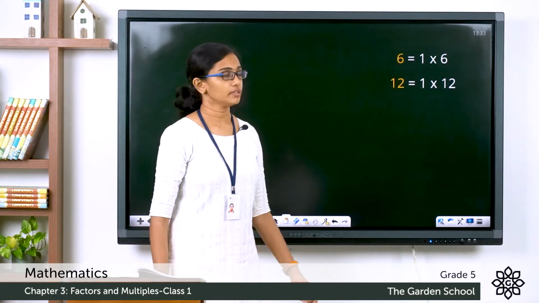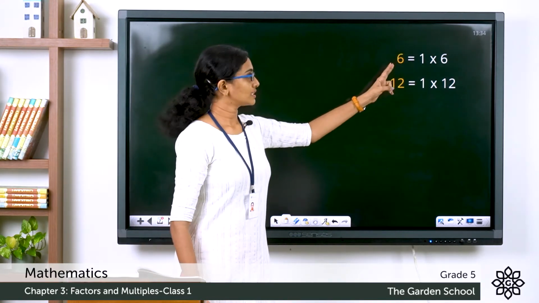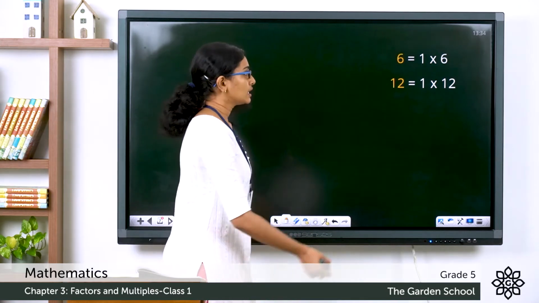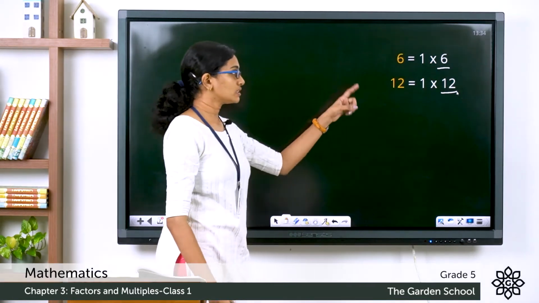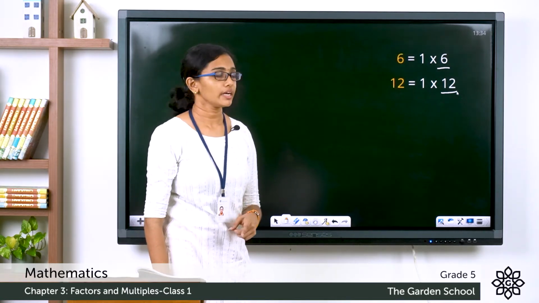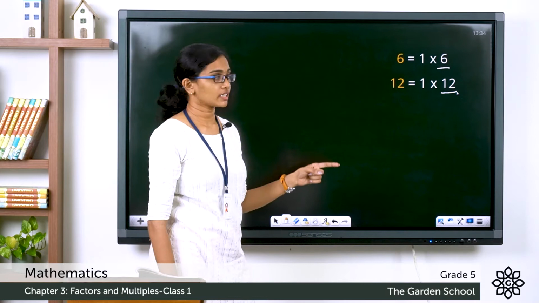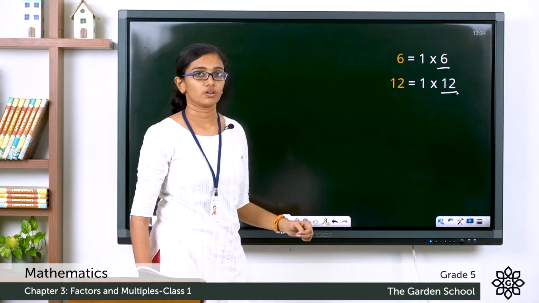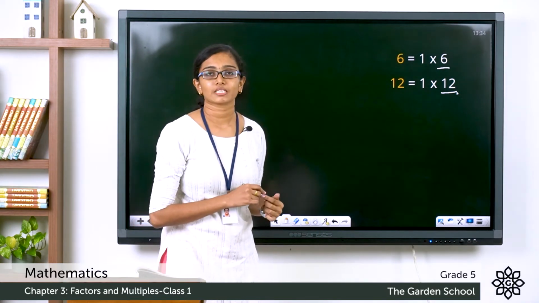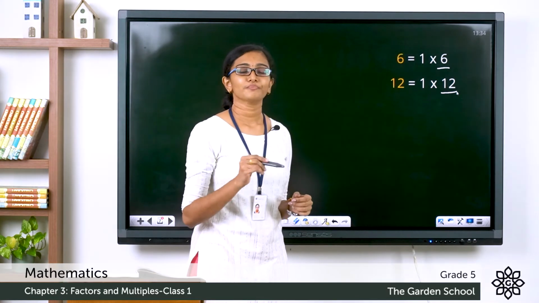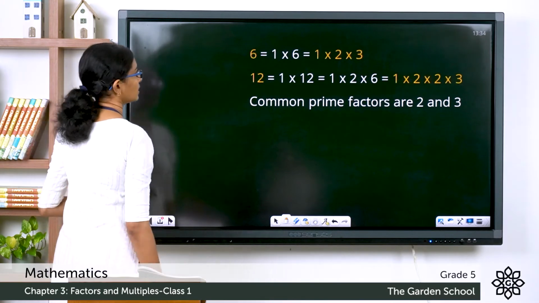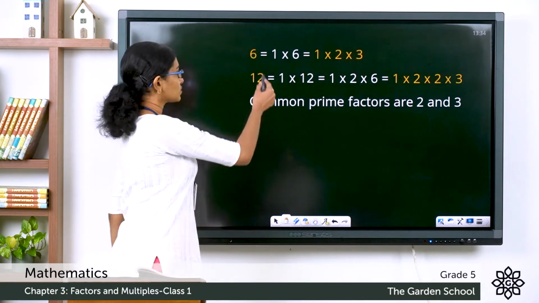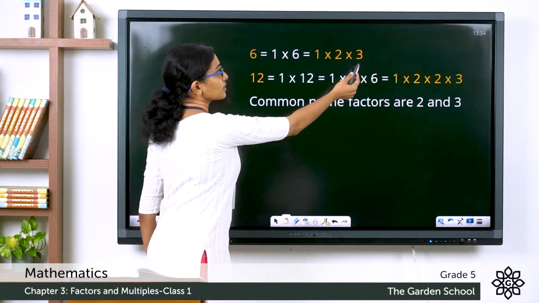Now, coming back to our previous example, 6 can be written as 1 into 6 and 12 can be written as 1 into 12. See this 6 and 12. These factors are composite factors, right? We can break down these composite factors again so that we can express these numbers in terms of its prime factors alone. Any composite number can be expressed as the product of 2 or more prime numbers. See this one? Here, the 6 can be broken down again into 6 equal to 2 into 3. So, here we can write 6 is equal to 1 into 2 into 3.